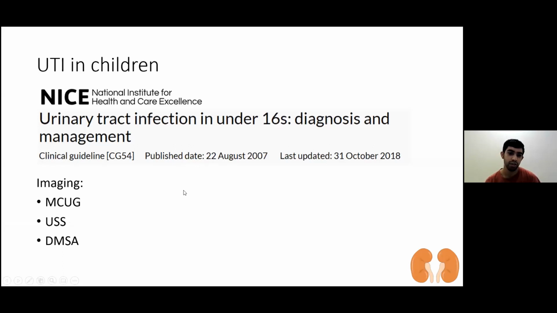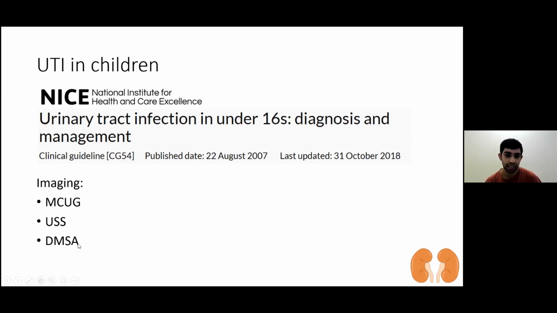So I'll start off with hopefully the most obvious one, which is an ultrasound scan. So we typically do an ultrasound scan to check for any structural abnormalities of the kidney and urinary tract. Okay, this might identify things like a horseshoe kidney, yeah, or any other significant malformations.